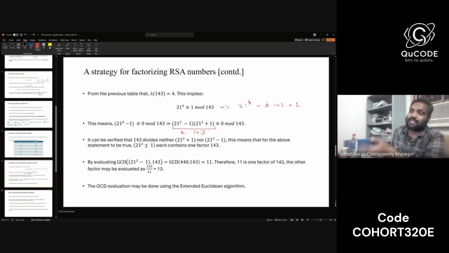So what I'm going to do is take 21 squared minus 1 and calculate its GCD with 143. So that is GCD between 440 and 143. We use Euclid's algorithm and we will find out that the GCD comes out to be 11. So 11 is one factor. The second factor, since I know there are only two factors, I will just divide 143 by 11 and I will get 13 to be the second factor. Of course, the GCD evaluation can be done using the extended Euclidean algorithm.